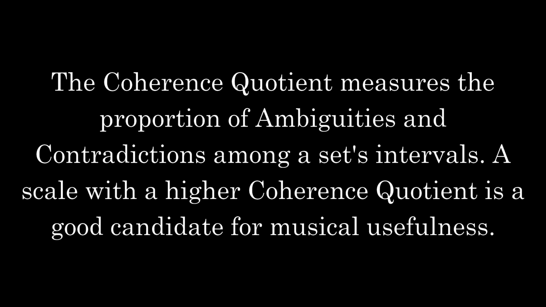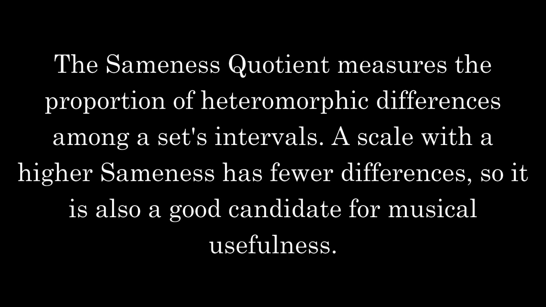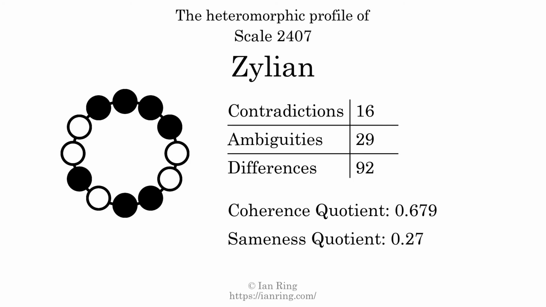The coherence quotient measures the proportion of ambiguities and contradictions among a set's intervals. A scale with a higher coherence quotient is a good candidate for musical usefulness. The coherence quotient is 0.679. The sameness quotient measures the proportion of heteromorphic differences among a set's intervals. A scale with a higher sameness has fewer differences, so it is also a good candidate for musical usefulness. The sameness quotient is 0.27.